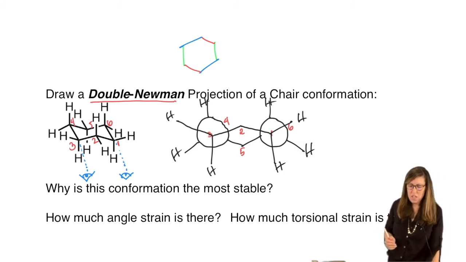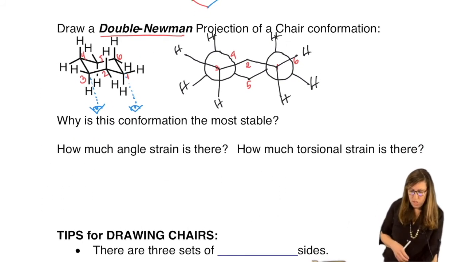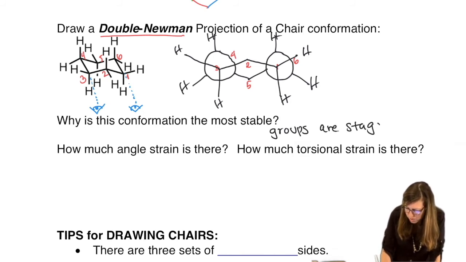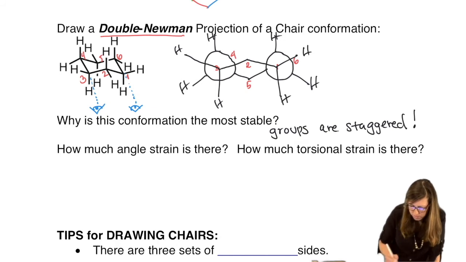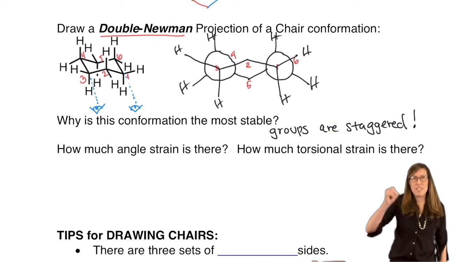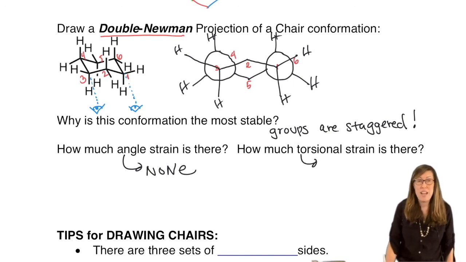But why do we do this? Look at what it proves to us. It shows us why chair conformations are so stable. Groups are staggered in this conformation, right? We also have relieved angle strain because we see that zigzag alignment. And we've relieved torsional strain because we're staggered, we're not eclipsed.